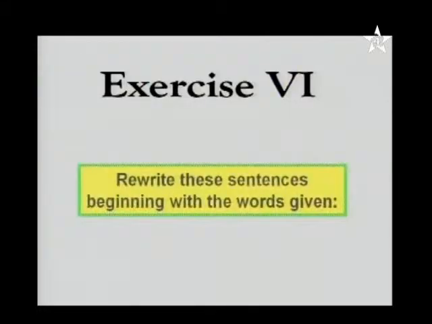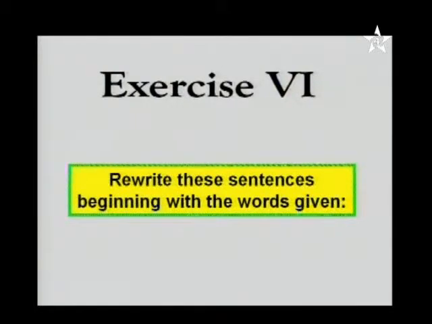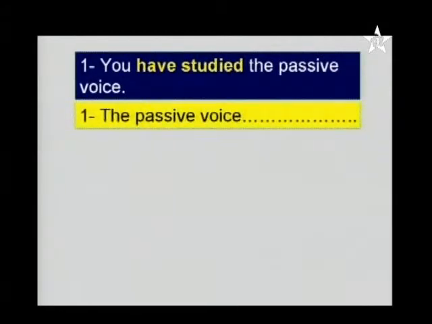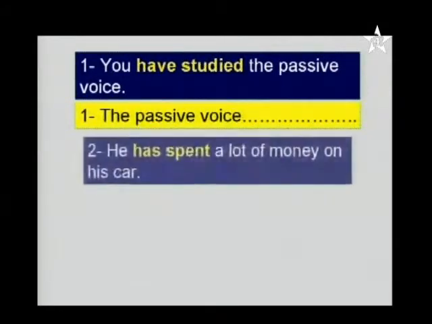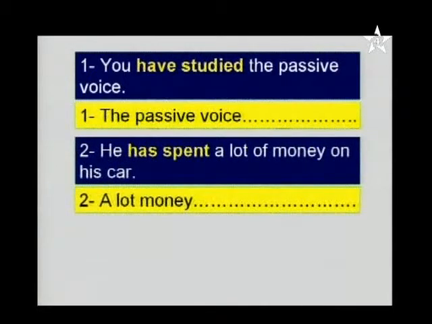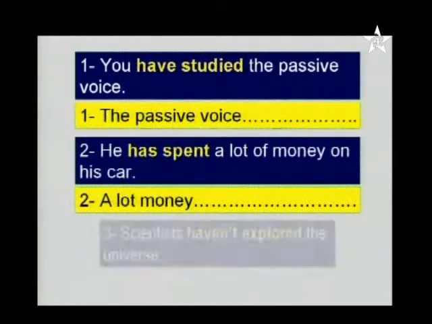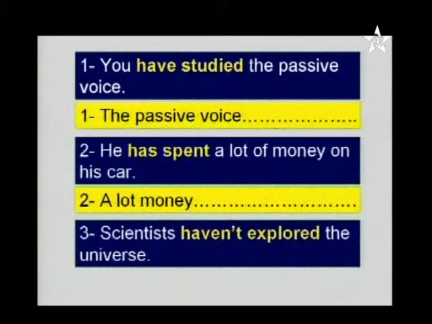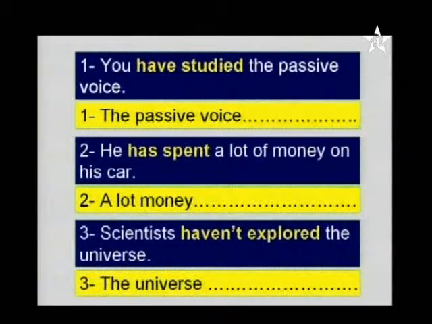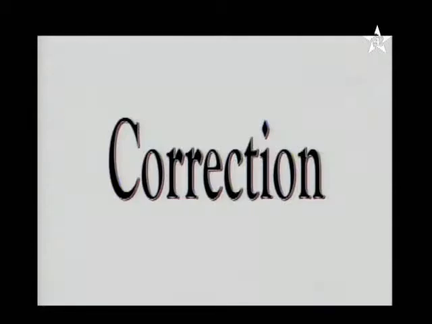Exercise 6. Rewrite these sentences beginning with the words given. Students have studied the passive voice. The passive voice. Number 2, he has spent a lot of money on his car. A lot of money. Third sentence, scientists haven't explored the universe yet. The universe. Okay? So this is present perfect.